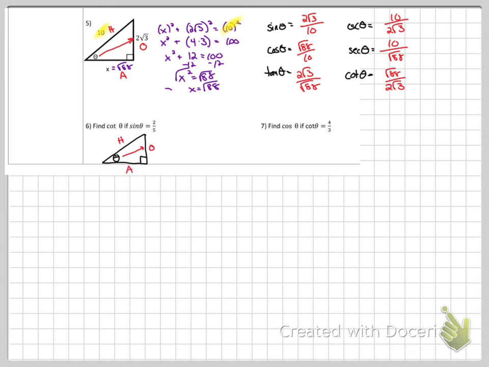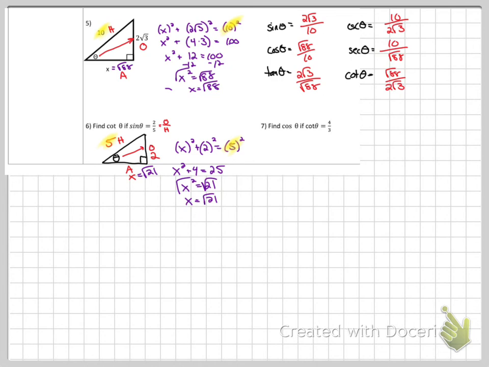And then look at what they gave us. They gave us sine. So they gave us O over H. So O must be 2 and H must be 5. Now you know you need to find A, x. So practice your Pythagorean theorem. Remember the hypotenuse is always the equal to side. So x squared plus 2 squared equals 5 squared. X squared plus 4 equals 25. X squared equals 21. Square root, x equals the square root of 21.